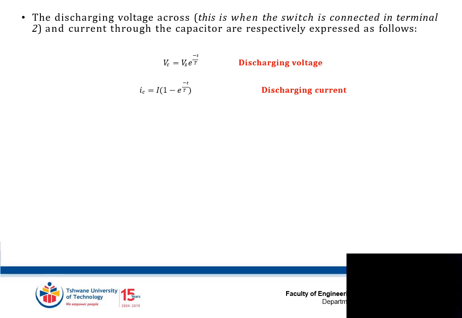The discharging voltage across the capacitor. This is when the switch is connected to terminal 2, and the voltage and current through the capacitor are respectively expressed as follows. For the discharging voltage, we use the formula Vc equals Vs e to the power minus small t divided by the time constant capital T. Then I will be the total current times (1 minus e to the power minus small t over capital T). This is the discharging current of the capacitor when there's no power supply. The switch is on terminal 2.